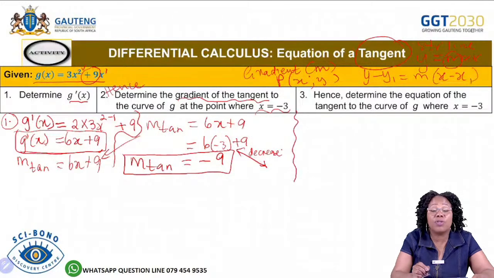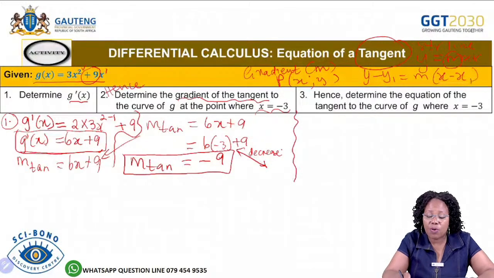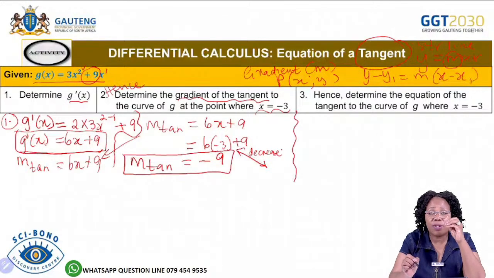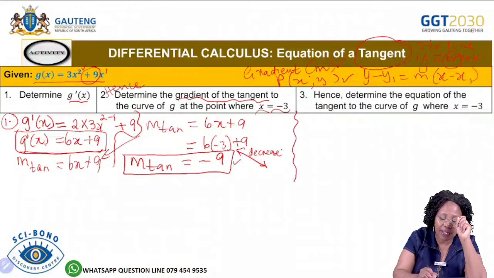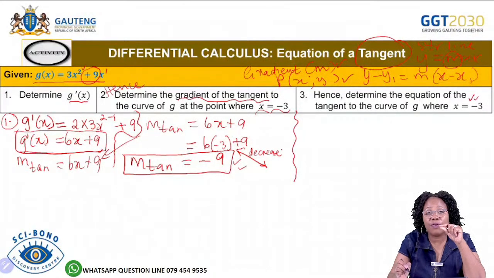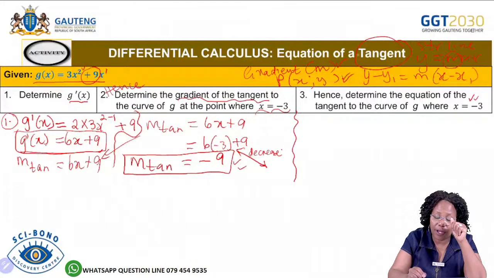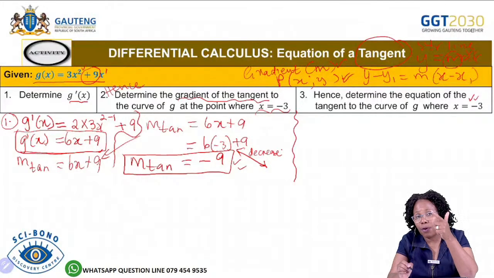I am now bringing in your functions. Okay, and then now number 3, hence determine the equation of the tangent to the curve of G where x is equal to -3. Now we need an actual equation of this tangent line. So we said when you need the equation of a line, you must have a gradient and a point. Happy, we have a gradient which is -9. And then with the point, we have only the x value. So if we can maybe find the value of y, then we will be able to have a point. We can't go to the formula before we have a gradient and a point, grade 12.